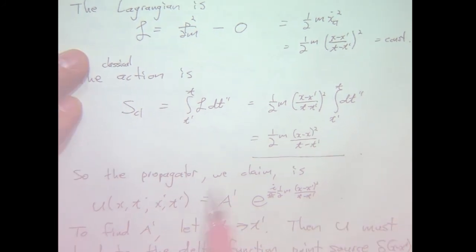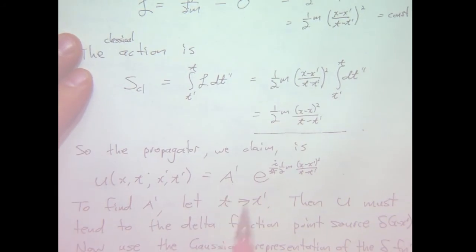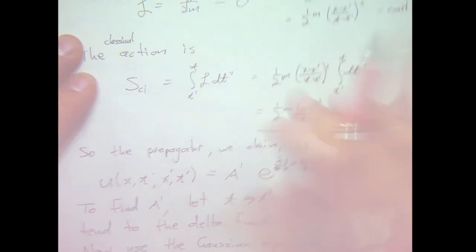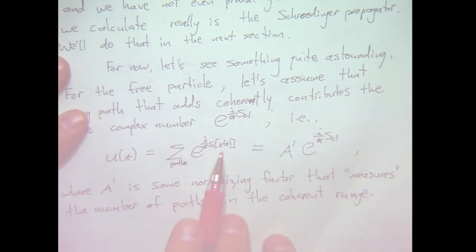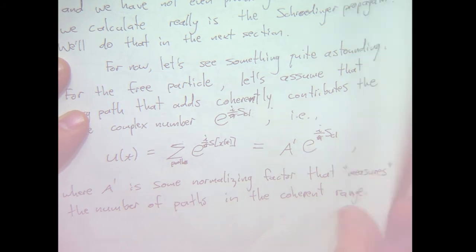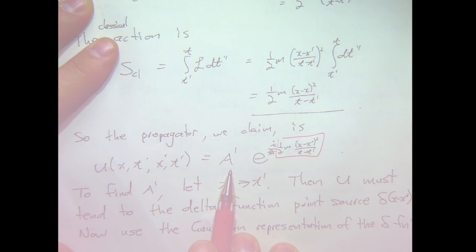So now the propagator we claim is A prime, the normalization constant, times e to the i over h bar, half m x minus x prime squared over t minus t prime. What I said was that we've got to weight each path with the same action. We've got a sum over all paths, but we give each path the same action, and this A prime is going to be a measure of the number of paths that are coherent. So there is the classical action that we just worked out, and we just need to find this normalization. But we already know what it is.